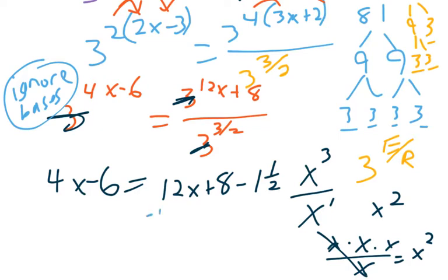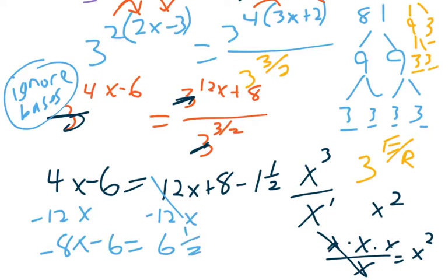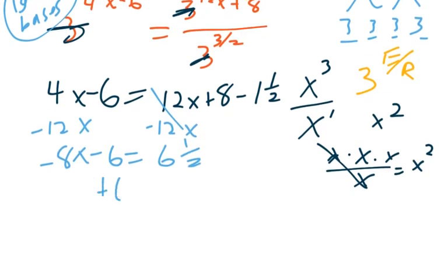So I'm going to subtract 12x from both sides. And I get negative 8x minus 6 equals 8 minus 1/2 is 6.5. And then I add 6 to both sides. I get negative 8x equals 12.5.